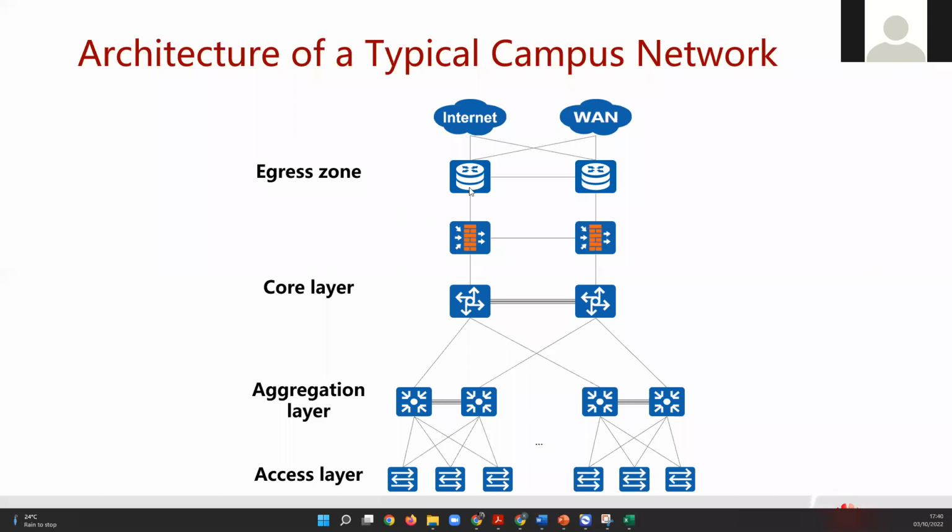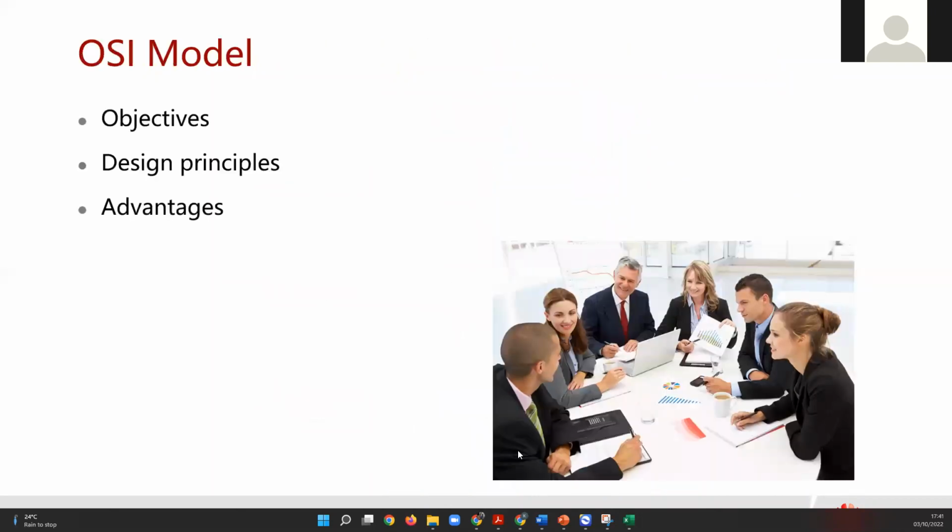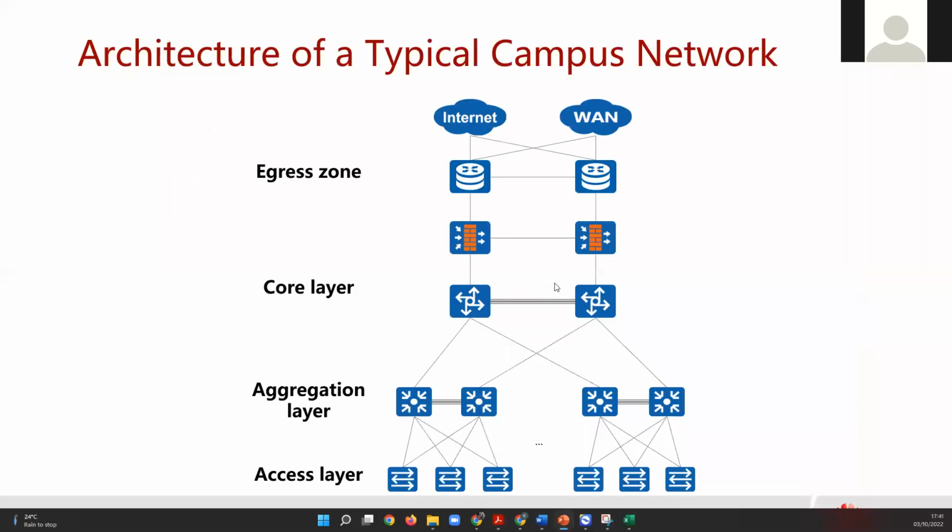So we have this typical campus network. Campus doesn't have to be a university campus, but this is what we call a campus network. We usually have the internet out there, the wide area network. We have these routers, this is the symbol for a router. The egress zone is where we are getting out. Then we have a core layer where we have the firewalls and the core switches. Then we have an aggregation layer where you can have some border switches or main switches. Then you have the access layer, where the end user devices are accessing the network from. So that is how it actually works.